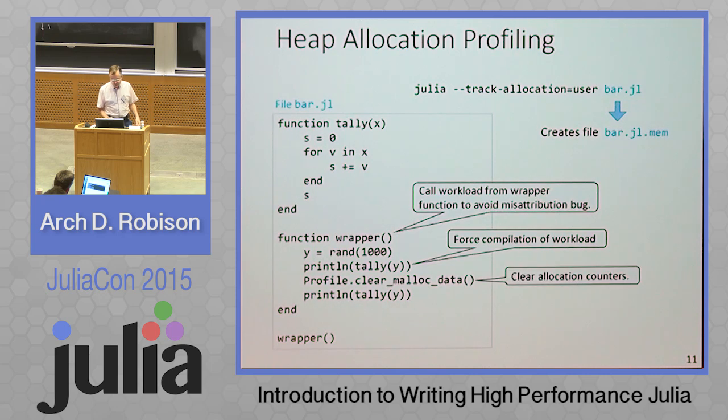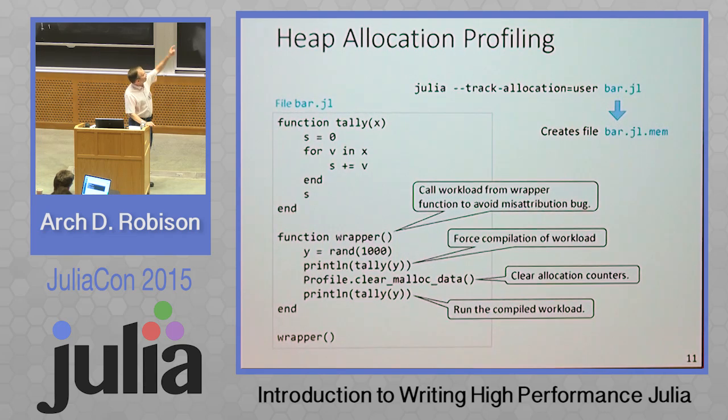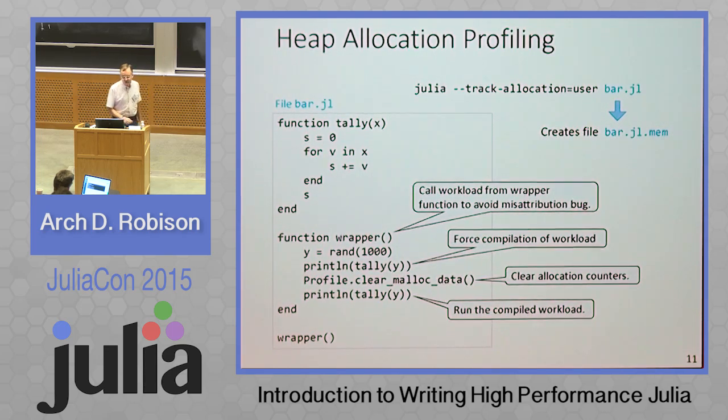Then I clear the allocation data. And then I make my final run, where I'm actually going to run the compiled workload. So this is the idiom you need if you're going to do really accurate allocation profiling. Because I was trying this example initially without the wrapper, and I kept seeing these allocations at the very top. I was going crazy figuring out where they were coming from.